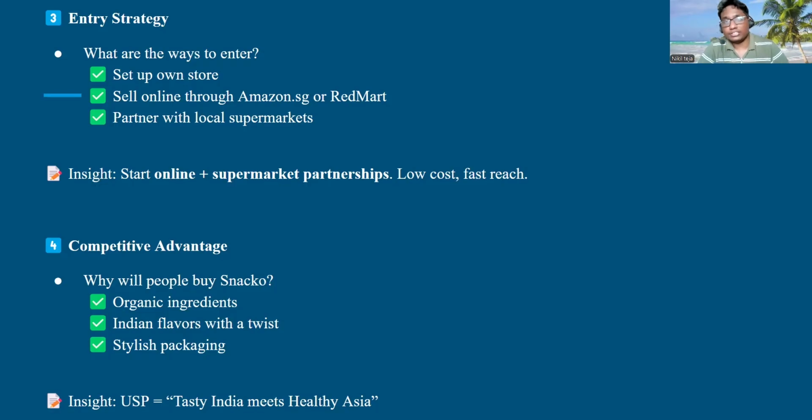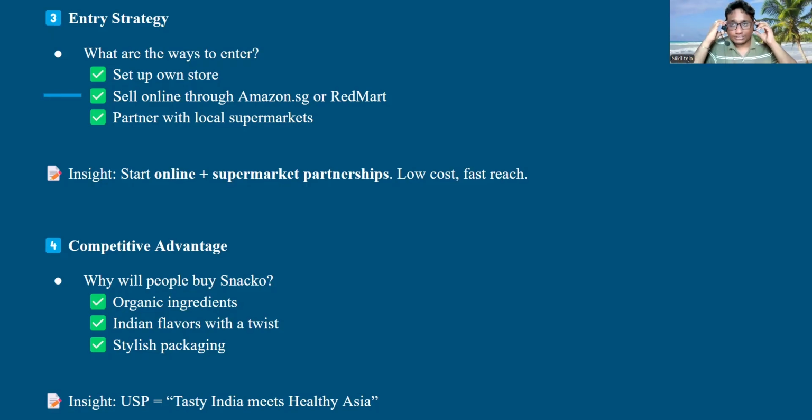Because they are organic. They have organic ingredients. We will be using ingredients like millets and all these things. So they are organic and they are healthy too, right? Indian flavors with a twist. Basically we want to enter into the Singapore market. As far as I know, foreigners love Indian culture and Indian food. So that will also be one of the unique selling points. If we sell Indian food to them, they will love it and they will buy it more often. So that will also be one of the unique selling points, right?